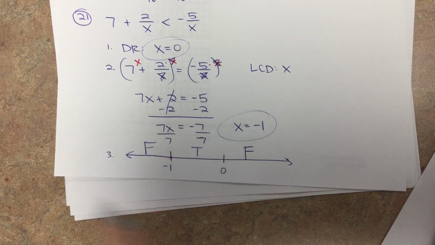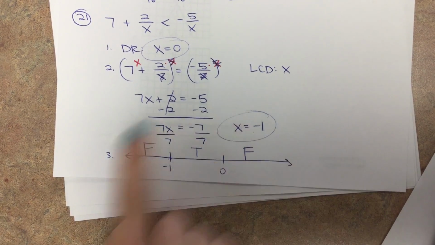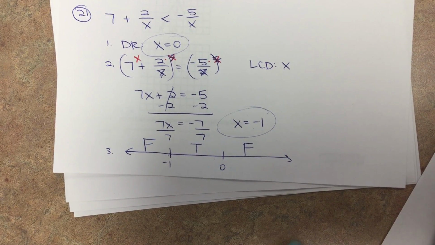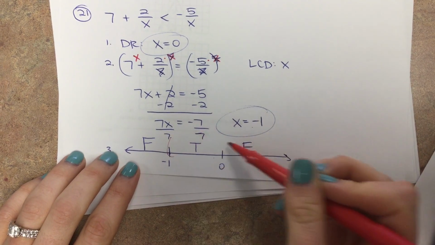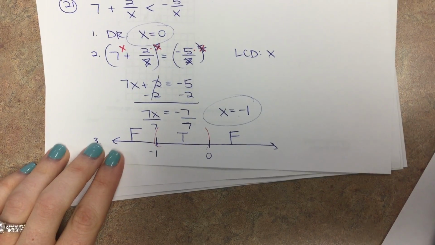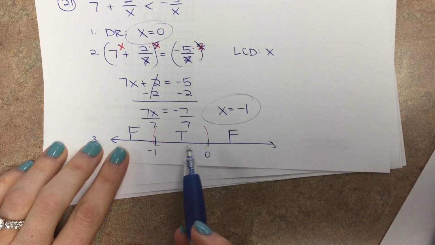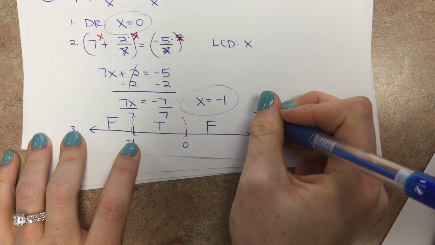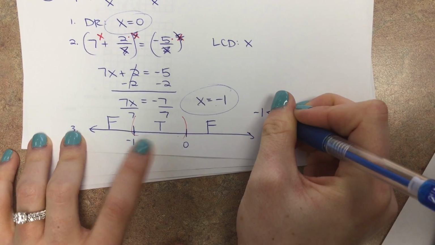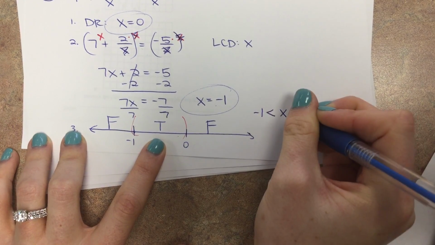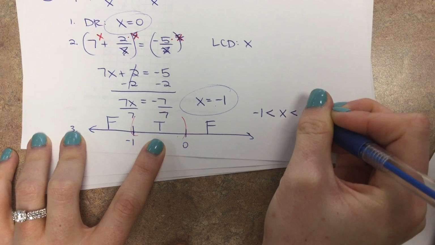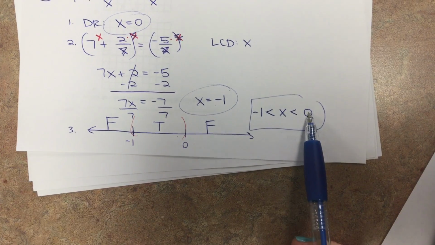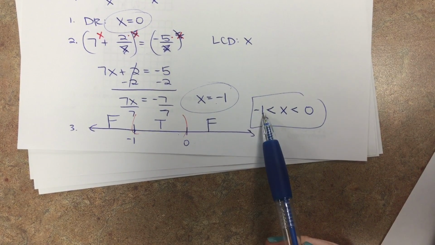Let me clarify something. Your number line is not your answer. This is not your answer. Taking the number line and writing an inequality, that's your answer. So this piece right here, that's the region that ended up true. So let's write that as an inequality. People have a lot of trouble with this. So what are we starting with? Negative 1 is less than x, which is less than 0. When you have a 3-piece inequality, the 2 numbers are always in numerical order. Negative 1 is the smaller of the 2 numbers.